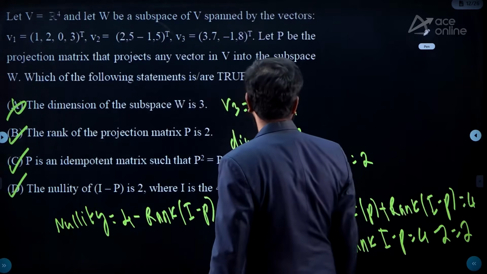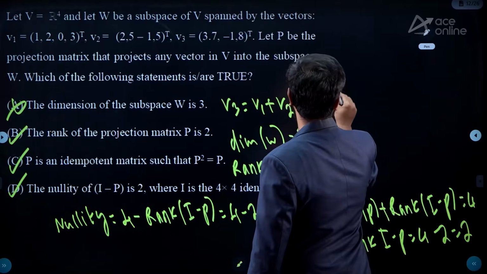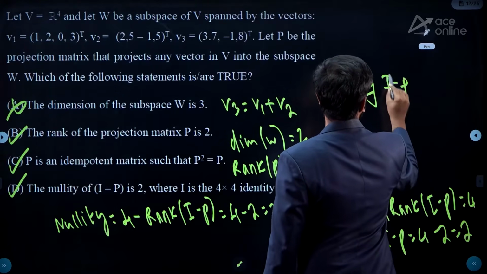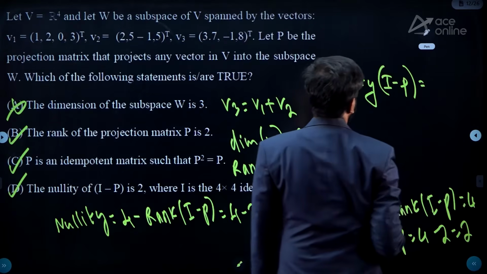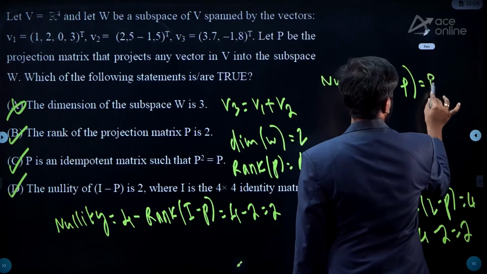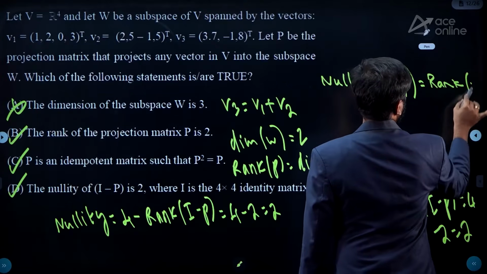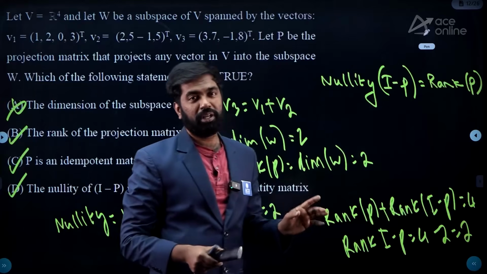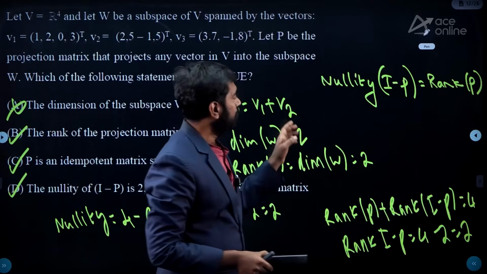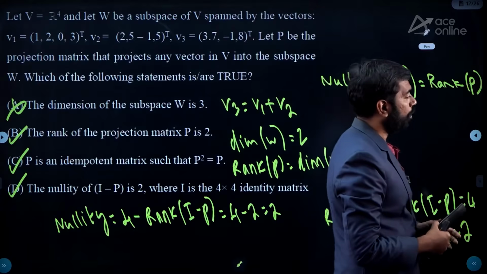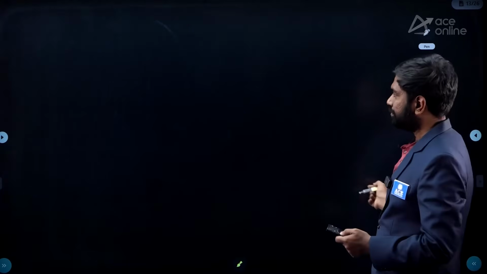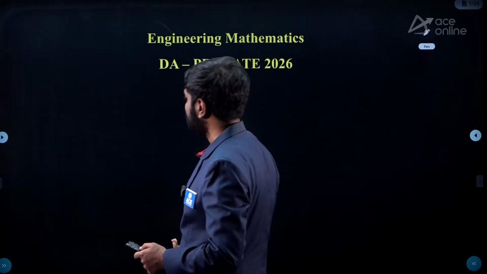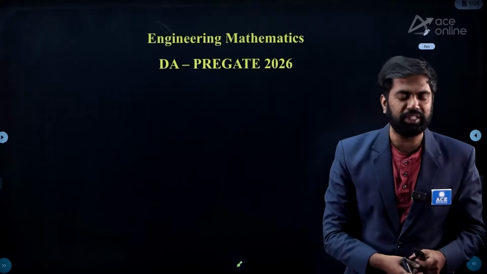And also, students, please remember a fact. Here we are talking about the nullity of I minus P. There's an interesting property which says the nullity of I minus P is always the rank of P. I'm not saying the rank of I minus P is the rank of P. No, I'm saying the nullity of I minus P is the rank of P. So these are the 1 mark questions and their solutions, and next we will be solving 2 mark questions.